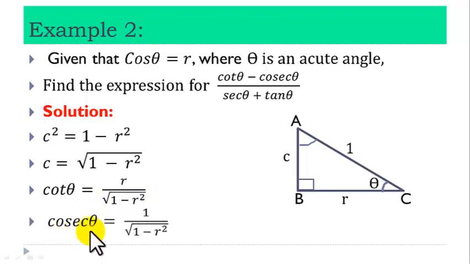We also find cosec theta. Cosec theta is equal to hypotenuse all over the opposite. That is 1 all over the square root of 1 minus r squared.